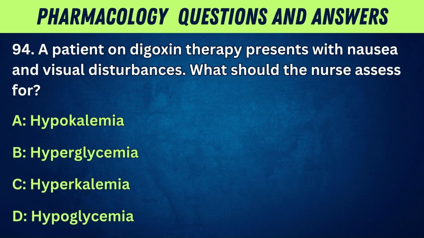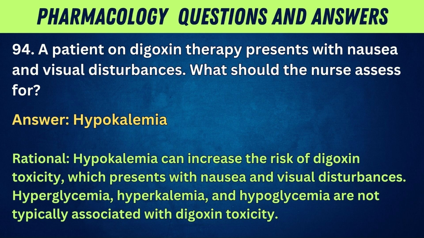94. A patient on digoxin therapy presents with nausea and visual disturbances. What should the nurse assess for? A. Hypokalemia. B. Hyperglycemia. C. Hyperkalemia. D. Hypoglycemia. Answer: hypokalemia. Rationale: Hypokalemia can increase the risk of digoxin toxicity, which presents with nausea and visual disturbances. Hyperglycemia, hyperkalemia, and hypoglycemia are not typically associated with digoxin toxicity.